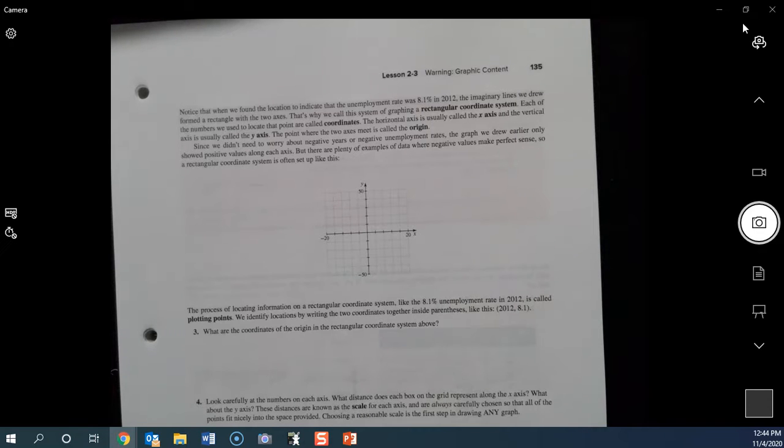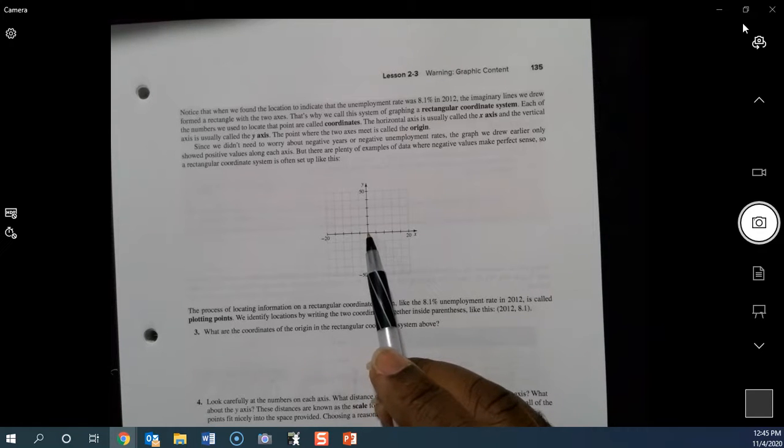The horizontal axis is usually called the x-axis, and the vertical axis is usually called the y-axis. The point where the two axes meet is called the origin. Since we didn't need to worry about negative years or negative unemployment rates, the graph we drew earlier only showed positive values along each axis. But there are plenty of examples of data where negative values make perfect sense. So a rectangular coordinate system is often set up like this. Now, the origin is where they meet, right here.